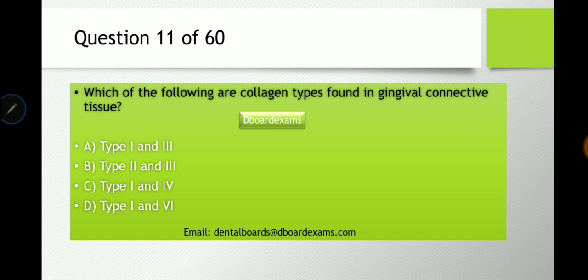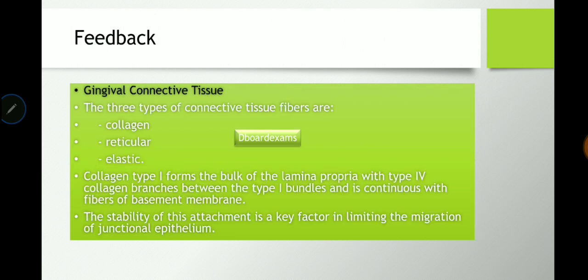So which one is the collagen that is found in gingival connective tissue? Is it type 1 and 3? Is it type 2 and 3? Is it type 1 and 4? Or is it type 1 and type 6? So here the answer is C. Collagen type 1 and 4 are the ones found in the connective tissue. Answer is C. Let's look at our feedback here.